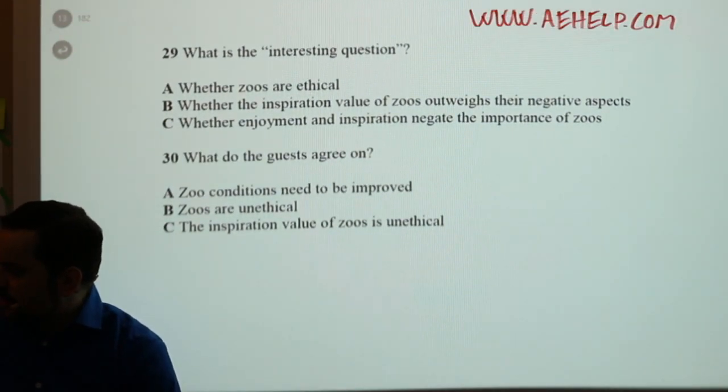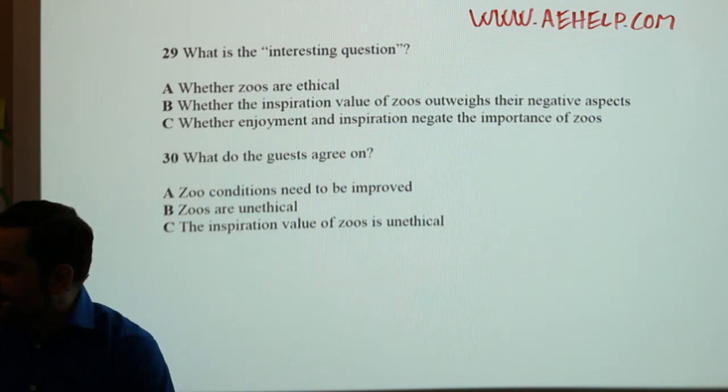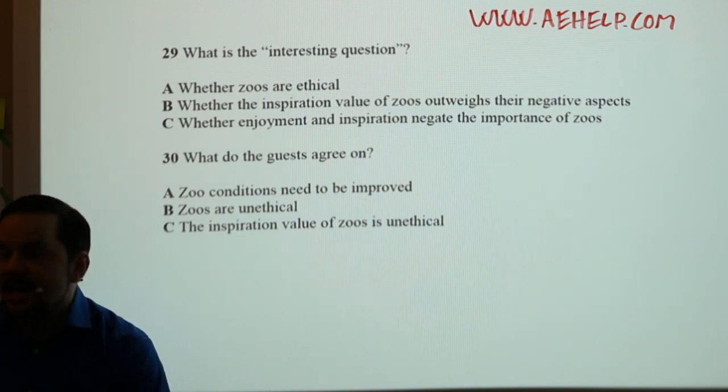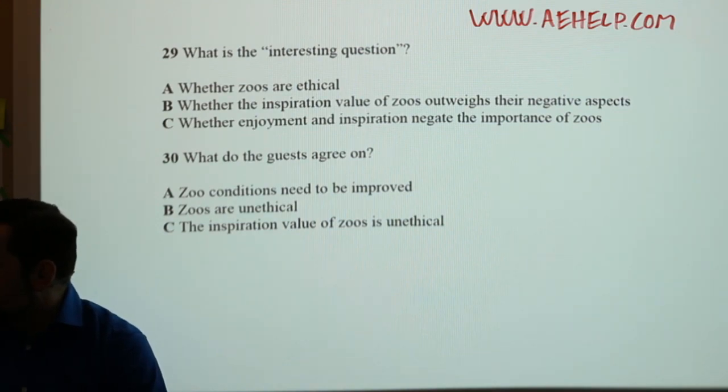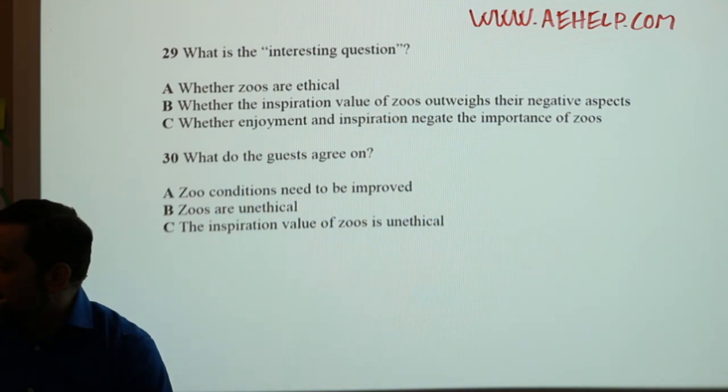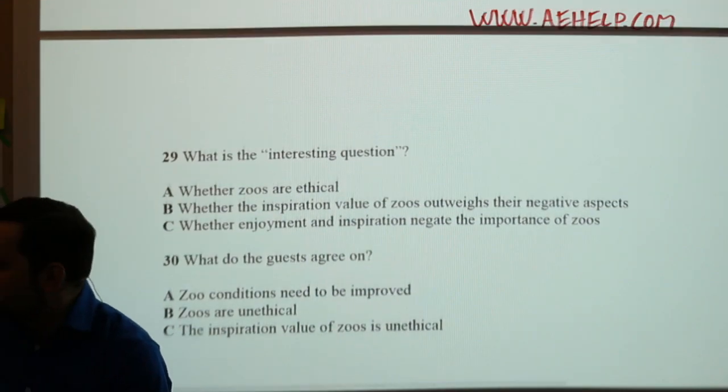For multiple choice, like the last two questions, 29, 30, mostly just paraphrase the question. Don't bother with the answers, okay? So don't worry about the answers. And just look at the questions. So number 29, what is the interesting question? Maybe we can paraphrase that as what is the most important question, or what is the pressing question, concern. What do the guests agree on? All right, those we probably don't need to paraphrase too much.